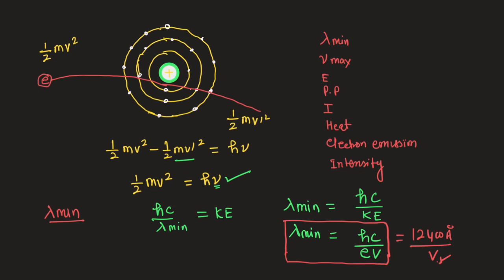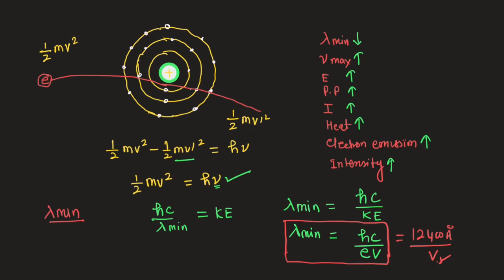Now, if we increase this voltage, lambda minimum is going to decrease, but frequency is going to increase, energy will increase, penetrating power will increase, current will increase, heat will increase, electron emission will increase, and intensity will increase. This is the important point to remember. Lambda minimum decreases, and the rest of the quantities increase in this X-ray. All right, this is the continuous X-ray.